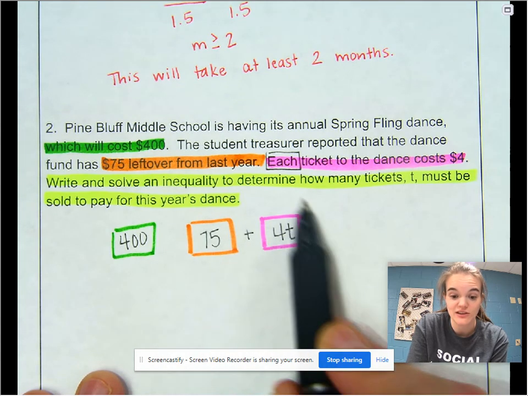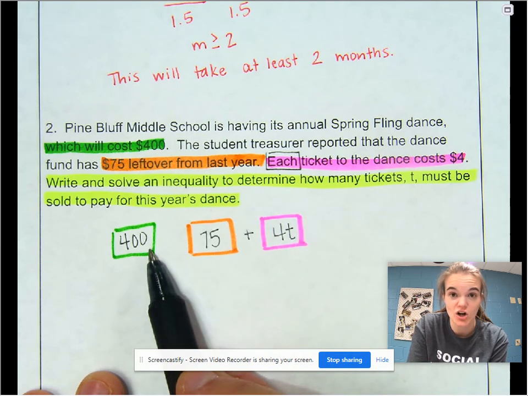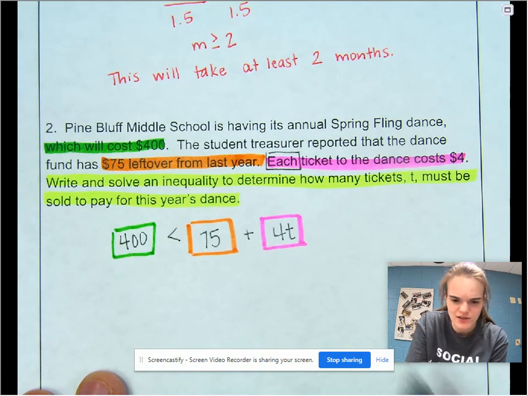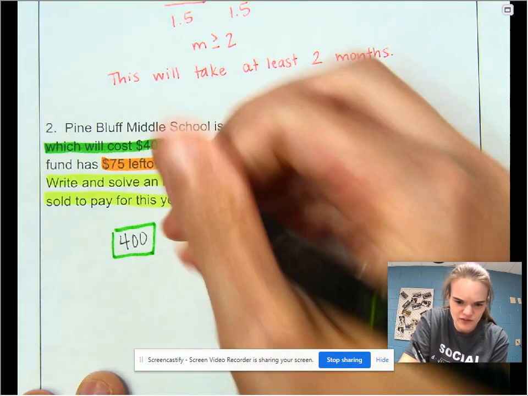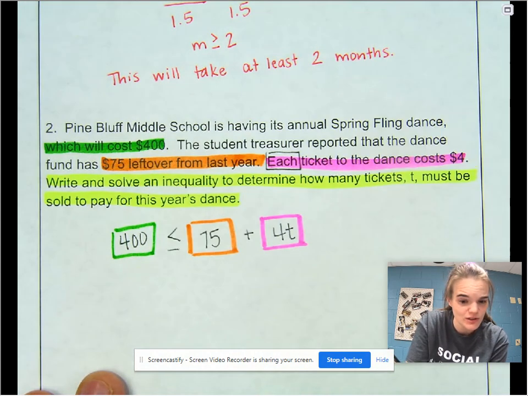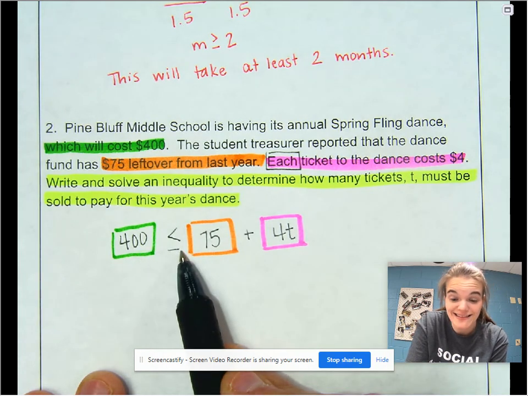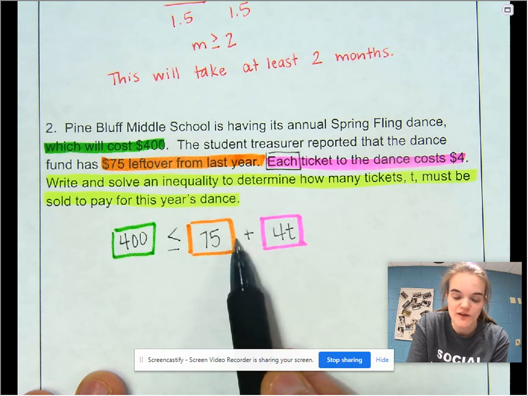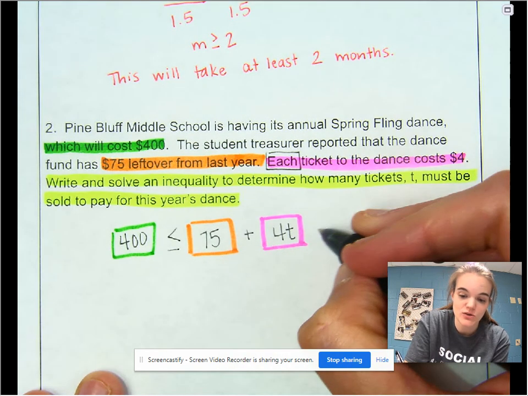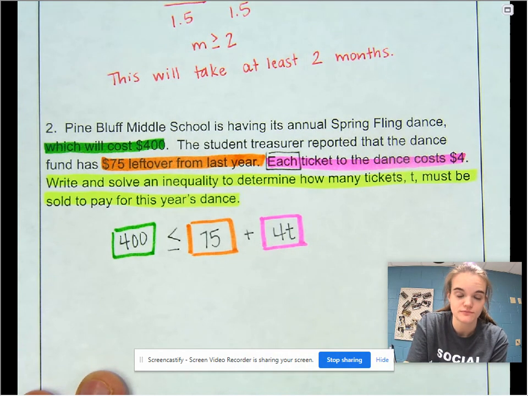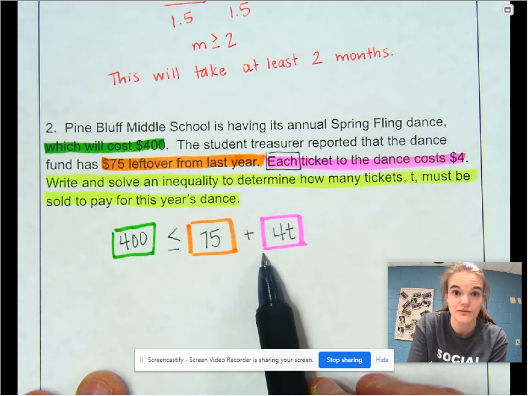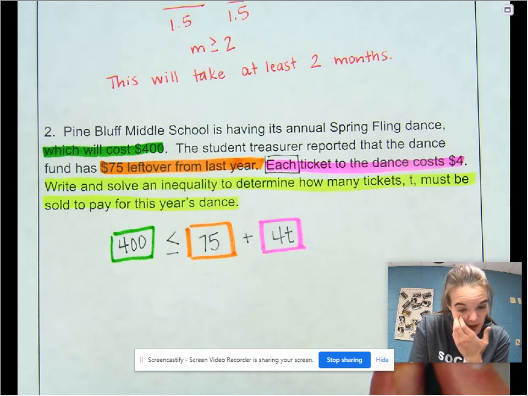We probably are going to need the ticket sales to be bigger than the cost of the dance, which means I'm going to write it so that the larger side is facing this way. This is a less than symbol, meaning the cost is less than the amount of money they're taking in. If you had written it 75 plus 4t, it would have needed to be greater than 400. Okay, so cost is less than the ticket price. That makes sense. Okay, now let's solve.